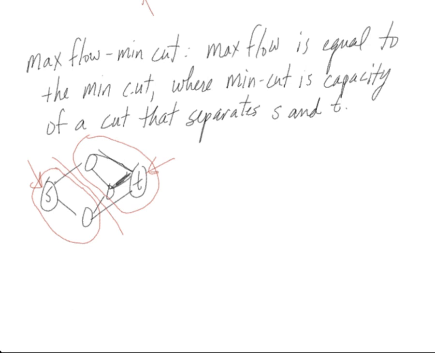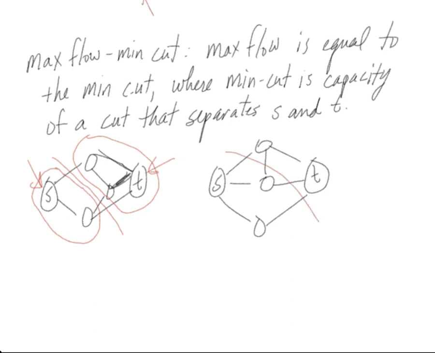So I could do the same thing with, I could make a cut that looks like this, or I could make a cut that looks like this, or I could make a cut that looks like this. I cannot make a cut that looks like this. The reason is I've now cut it into two components, that's true, but S and T are in the same component. So I must separate S and T.